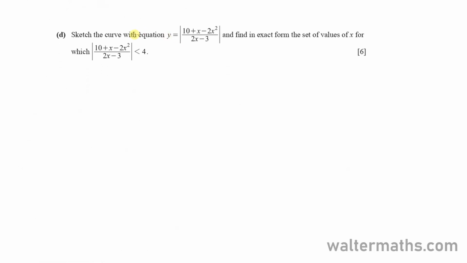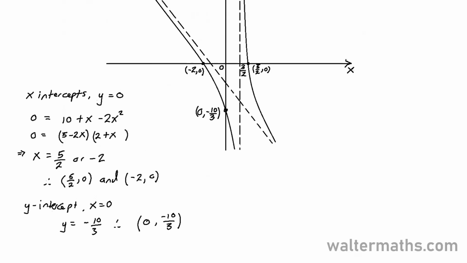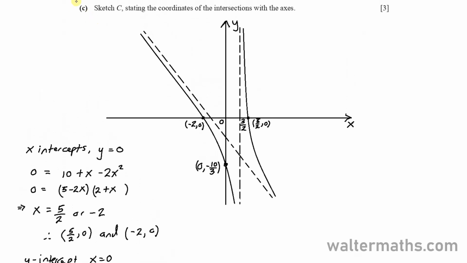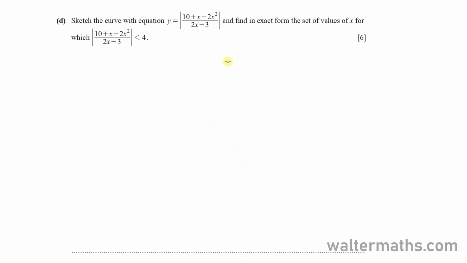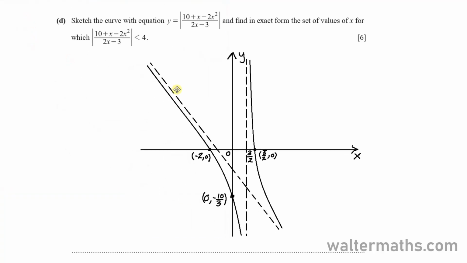On part D, it goes, sketch the curve with the equation y is equal to mod of the function here, and find in exact form the set of values of x for which the modulus of the function is less than 4. Okay, so here we will start with the modulus graph. So I'll use the graph that we sketched on part C. So here it is, and I'm going to paste it here. And for the modulus graph, we are going to reflect the part of the graph that is below the x-axis in the x-axis.